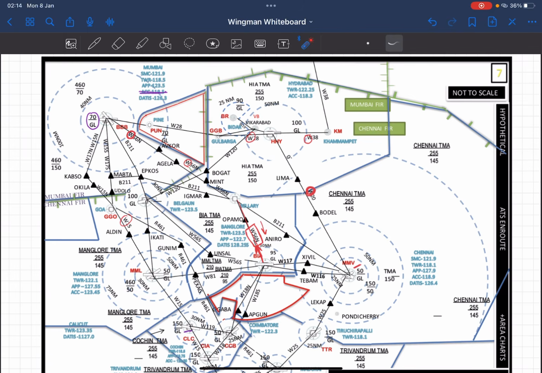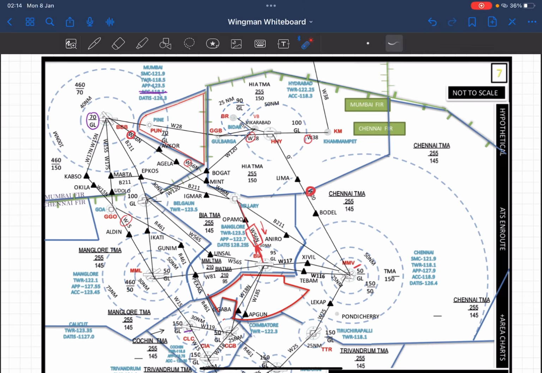Firstly, you'll never name the airport. You'll never call it Mangalore to Bombay. You'll always talk in phonetics. You'll call it Mike, Mike, Lima and Bravo, Bravo, Bravo. The five-letter waypoints will be said as complete words. Like this will be said as Epcos, this will be Bogart, this will be Opamo, this will be Gunim. Okay, so keep that in mind.